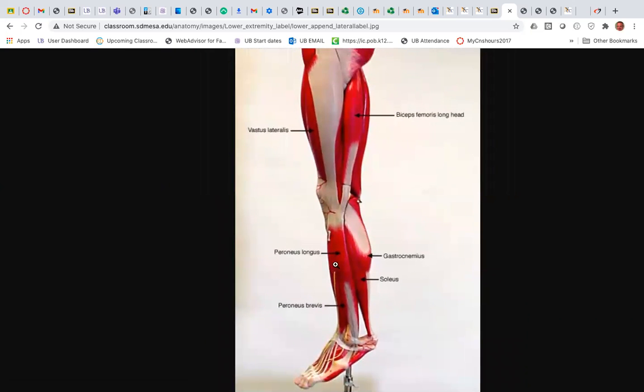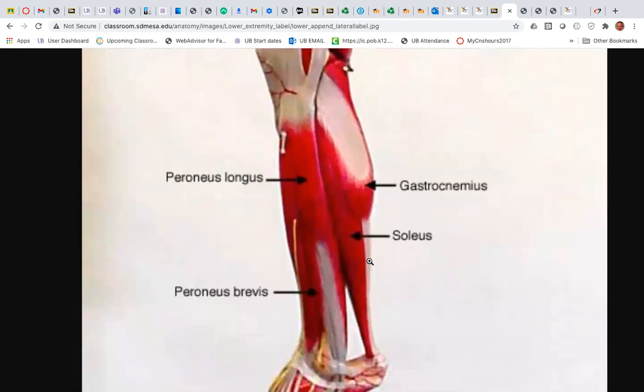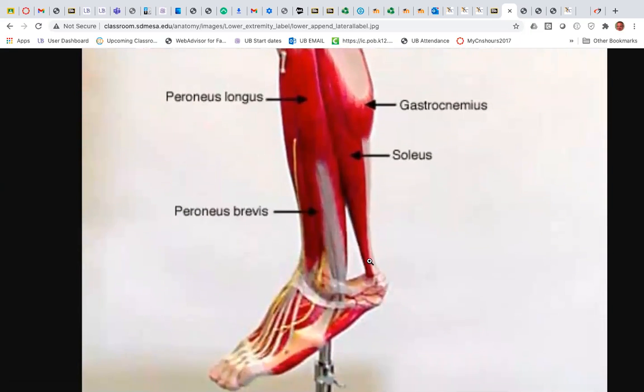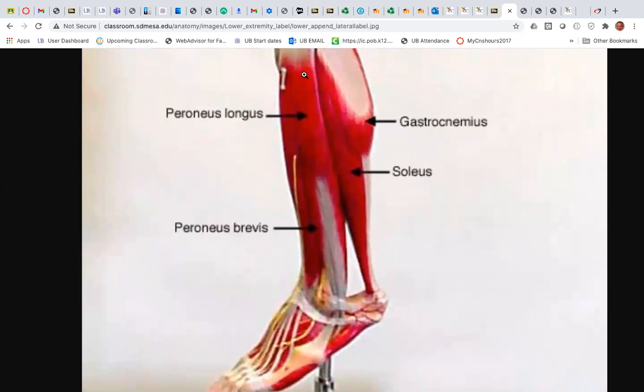All right, what else can we see here from the lateral view? We're looking at the lateral leg. We could see a little bit of the anterior side, but we can focus on the posterior. So let's zoom in here. On the outside, we have the fibularis longus, which is superficial. And we could see the tendon come down here. And then we have the peroneus brevis.